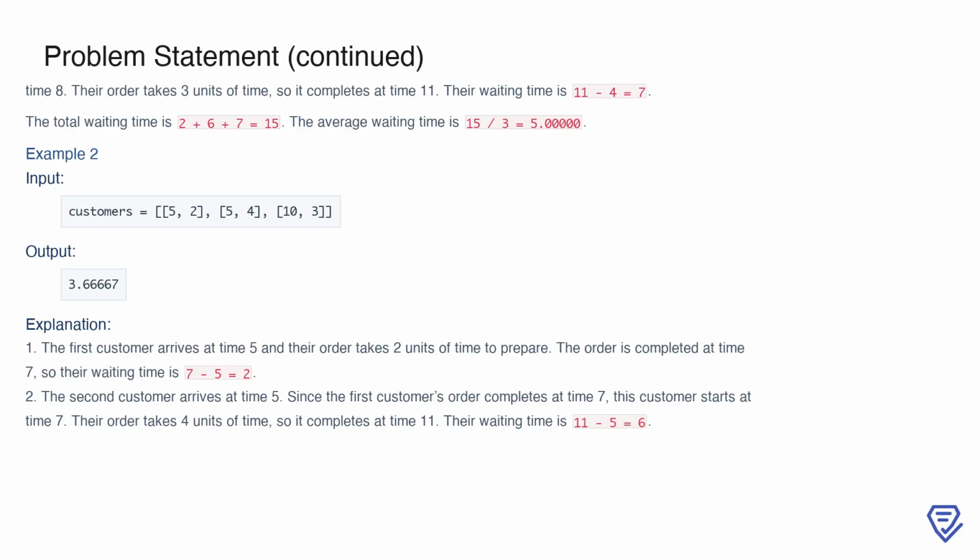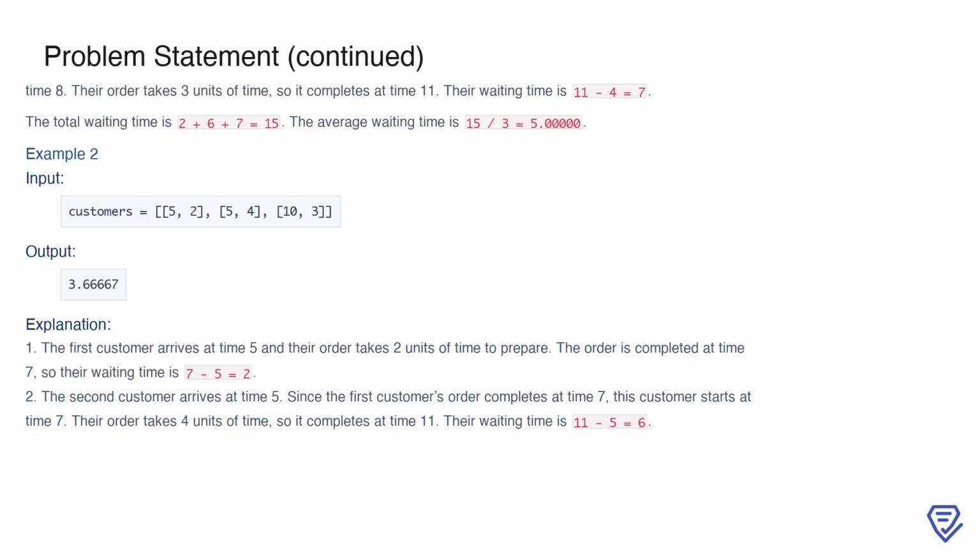Let's now consider the second example, where the input is [5, 2], [5, 4], [10, 3]. The first customer arrives at time 5, and their order takes 2 units of time to prepare. Their order is completed at time 7, giving them a waiting time of 7 - 5 equals 2. The second customer also arrives at time 5. Since the first customer's order completes at time 7, the second customer's order starts at time 7. Their order takes 4 units of time, so it completes at time 11, leading to a waiting time of 11 - 5 equals 6.